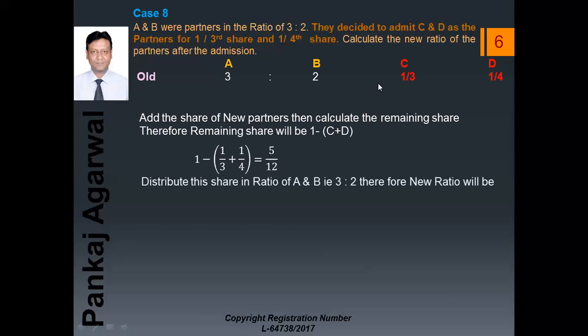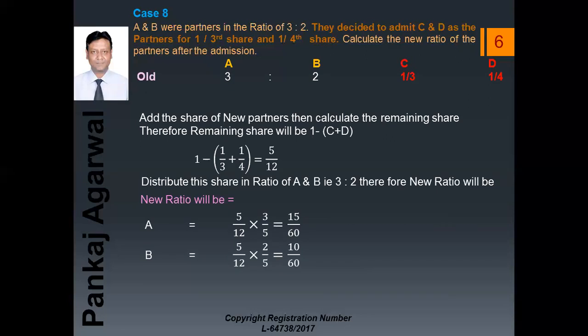Now this 5/12 will have to be distributed among A and B in 3:2. Therefore, the new share for A is 5/12 into 3/5. That comes to 15/60. For B, it comes to 5/12 into 2/5. This also comes to 10/60. C's share is 1/3. Equalizing the denominators, we have to multiply it by 20/20. It comes to 20/60. Now D's share is 1/4. Equalizing the denominator, it will be multiplied by 15/15 to make the same LCM.